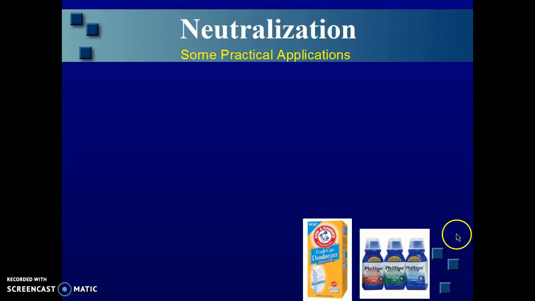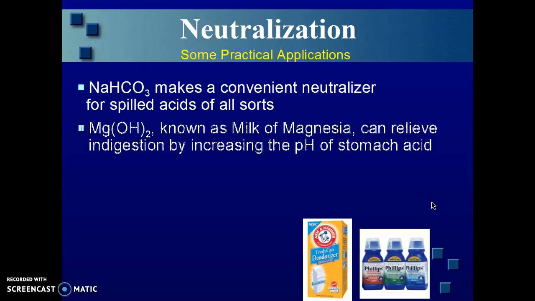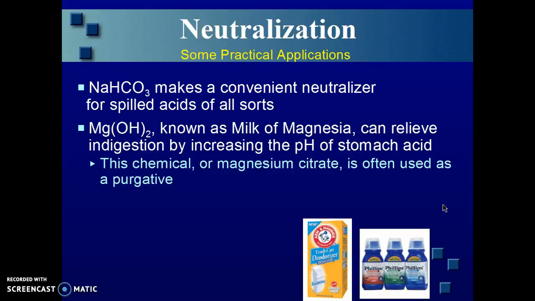Let's look at some practical applications of neutralization. Sodium hydrogen carbonate is actually the emergency chemical used in the lab if we spill an acid. That's a base, and it neutralizes hydrochloric or sulfuric or nitric acid if we should accidentally spill it. Magnesium hydroxide, known as milk of magnesia, it comes in a blue bottle, can relieve indigestion by increasing the pH of stomach acid. This chemical, or magnesium citrate, is sometimes used as a purgative.